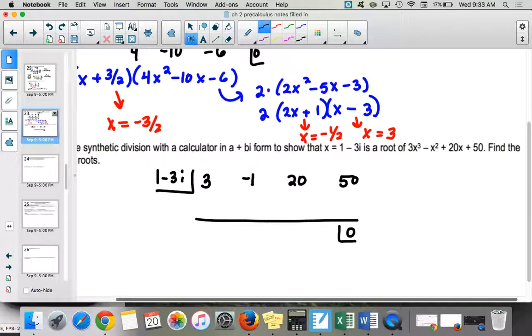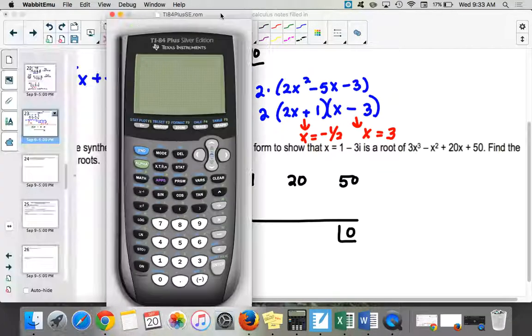Okay, I used to have to do these by hand. They were not fun. And then I learned about the glorious a plus bi calculator button, and I was like, well, that would have made that a lot easier. So I'm going to teach you with the calculator, so I'm never going to put you through the pain that I had to go through. All right, so here we go.